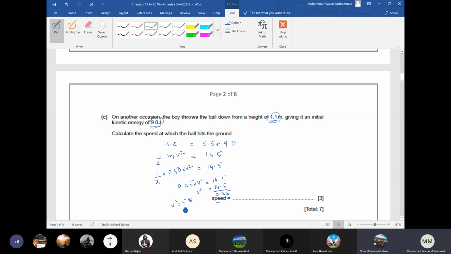Beta, this is v square. We have to find speed, so we'll take the square root. So beta will get 7.62. If we write the answer to two significant figures, we can write 7.6 meters per second. Ji beta, clear? Okay. Beta, next question now.